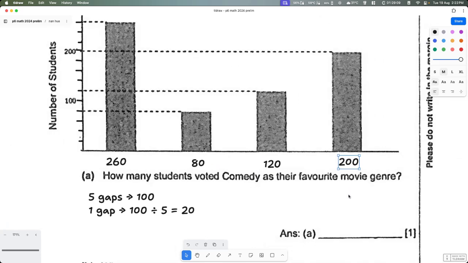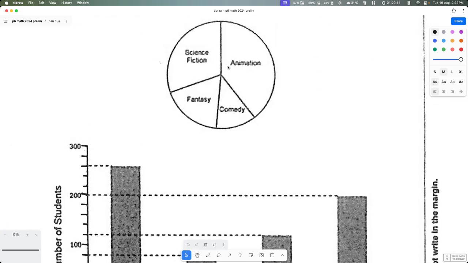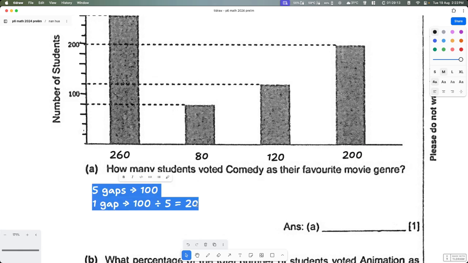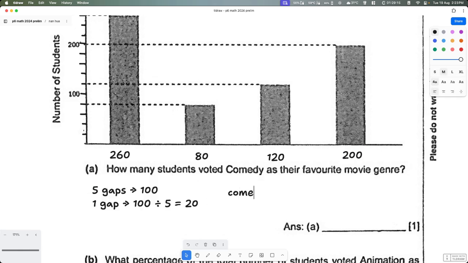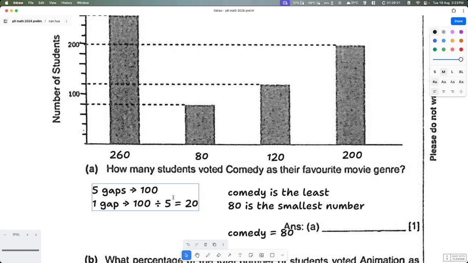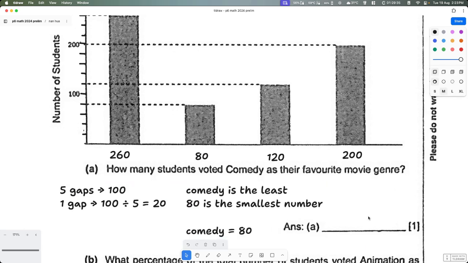All right. So for comedy over here, comedy is the least. So write down as well. Comedy is the least. And 80 is the smallest number. So that means comedy is equal to 80. All right, there you go. So the answer is 80. Okay, let's move to the next question.